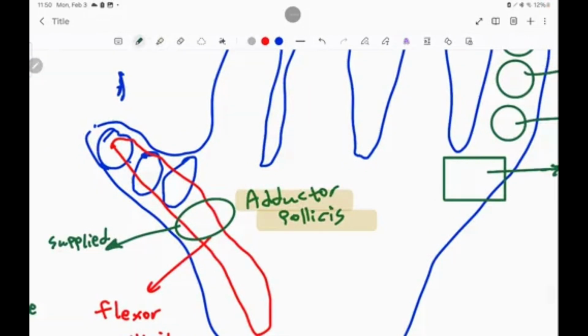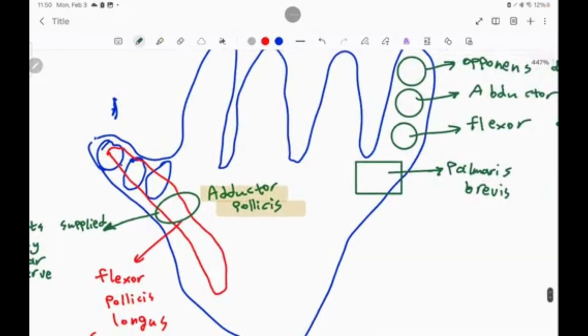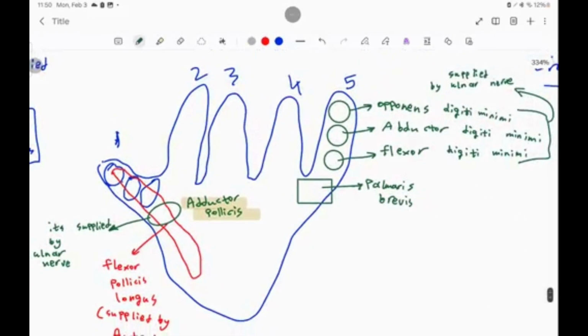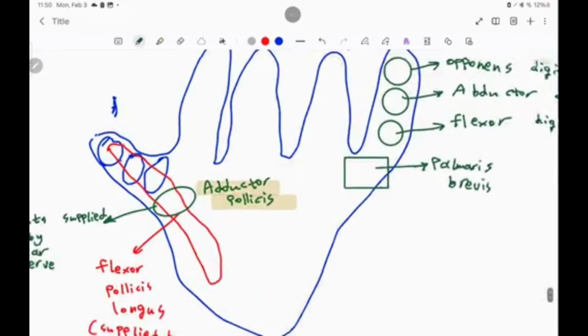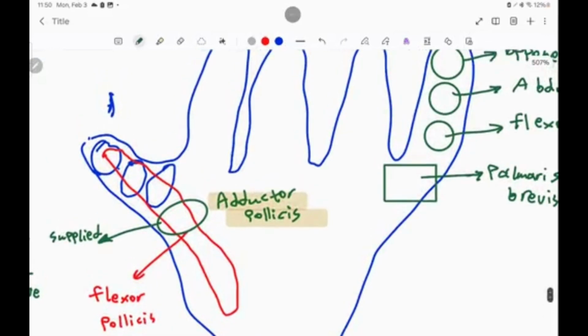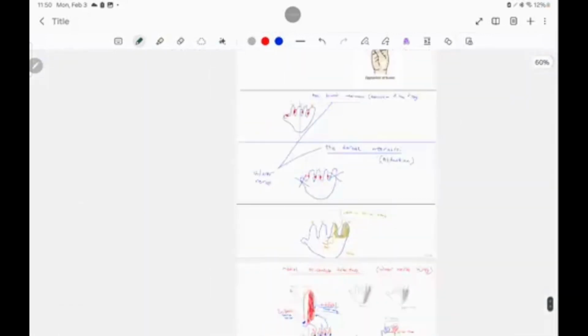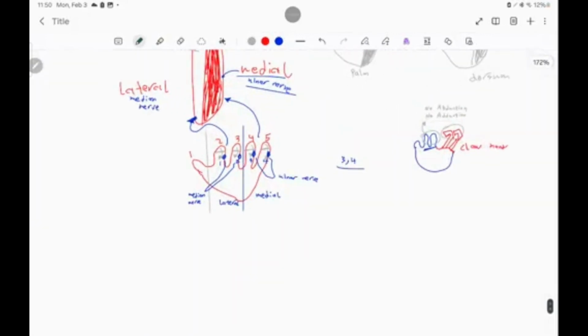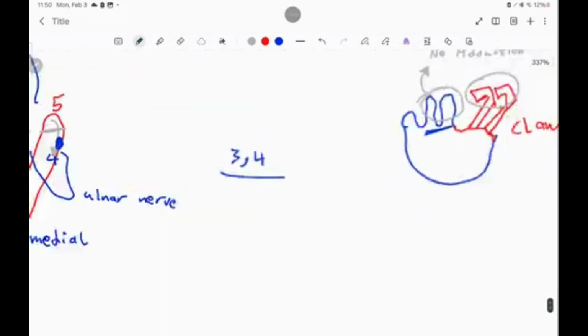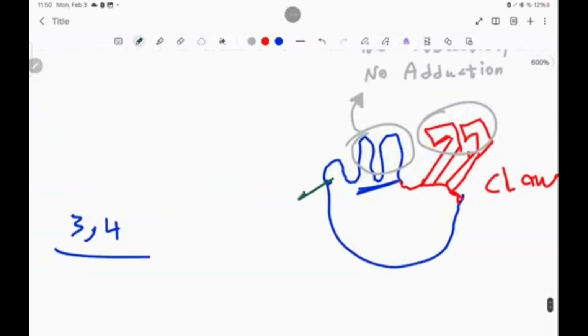We said it's not one of the thenar muscles, so it's not supplied by the median nerve. It's supplied by the ulnar nerve. When this gets damaged, the thumb cannot be adducted. The adductor pollicis adducts, so the thumb cannot be adducted; it will be permanently abducted.